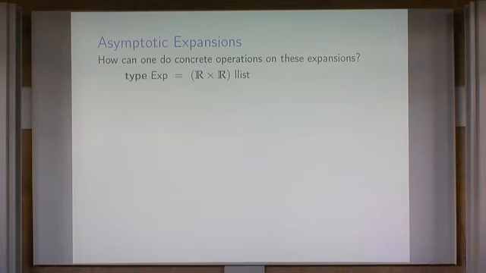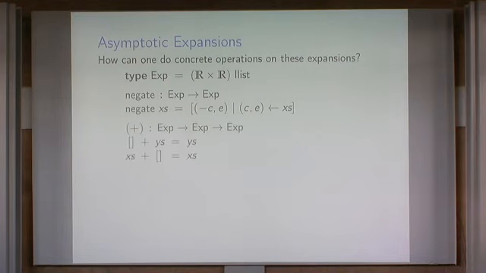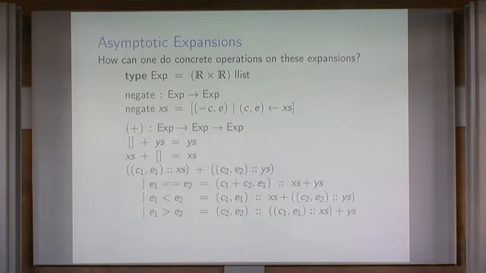The first idea, which I wrote in Haskell-style syntax, is that we view expansions as a possibly infinite list of pairs of real numbers, a coefficient and an exponent. Then you can implement negation by iterating over the list and negating the coefficient, and you can implement addition in the obvious way. The empty list is clear. If you have two non-empty lists, you have to merge them, so you figure out whether the exponents of the leading terms are the same. Then you add the coefficients, and if one of them is smaller, you put that first and then iteratively add the remaining lists. So it's pretty clear, I suppose.